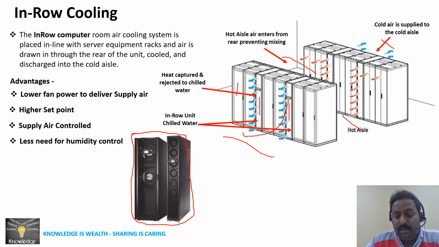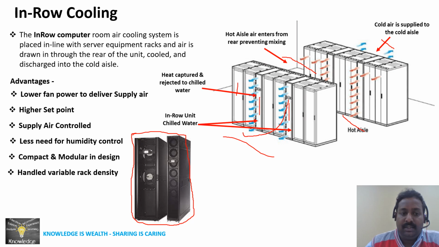Less need of humidity control. Since it is very near to the rack, not far away, and there are no obstacles, we can go for a higher set point. Then obviously the humidifier will come into play very rarely, and usage of a humidifier is always an energy consumption. So if there is less use of the humidifier, obviously it will optimize the energy consumption. It also has a compact and modular design and handles variable rack density, as we already discussed. In-row cooling can handle loads up to 40 kilowatt per rack, so that density of rack can be supported by in-row cooling.